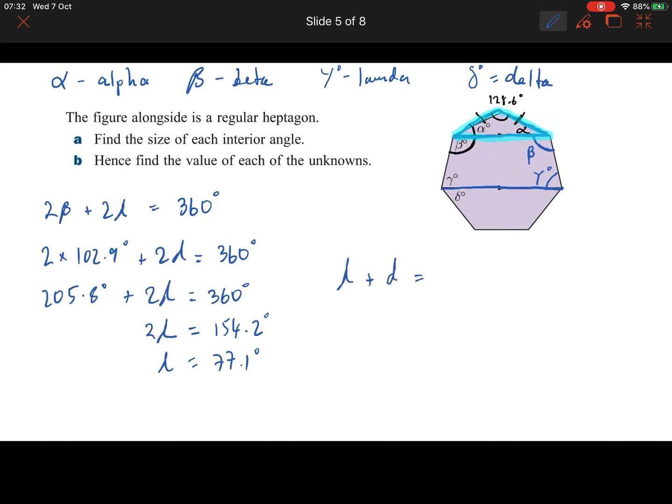And again, I know lambda plus delta is equal to the interior angle, that is 900 divided by 7, 128.6 degrees. Okay, lambda I already know, 77.1 degrees plus delta is equal to 128.6 degrees. So now take away 77.1 from both sides, and I get 51.5 degrees for delta. Okay, so I've found each of my unknowns: alpha, beta, lambda, and delta.